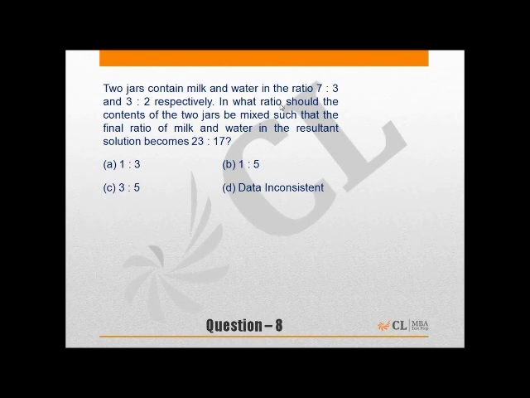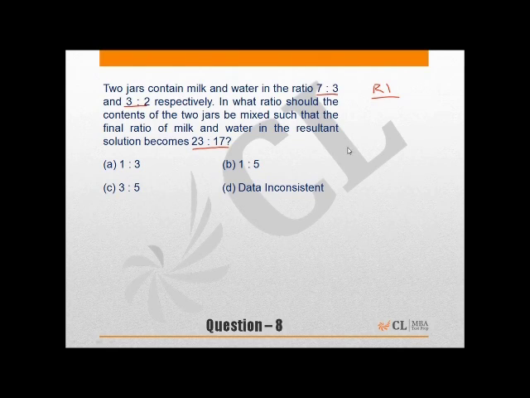Two jars contain milk and water in the ratio of 7:3 and 3:2 respectively. In what ratio should the contents of the 2 jars be mixed such that the final ratio of the milk and water in the resultant becomes 23:17? Okay. Simple question of mixtures, a round 1 question. Mixtures, averages, solutions, ratios are favorite topics as far as I am concerned, and they will invariably be round 1 topics for me.